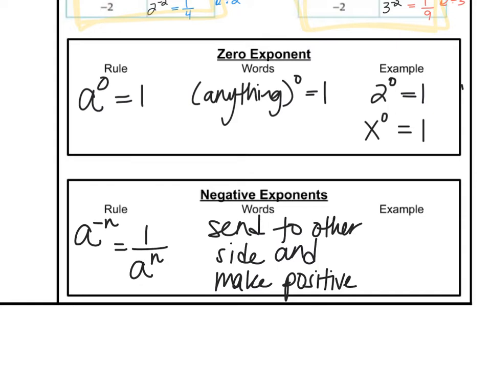2 examples. You could have x to negative 2. If you send it to the other side, it becomes 1 over x to the positive 2. Or if you have a negative on the bottom of the fraction, like y to the negative 3, you send that up, and then it becomes positive on the top of the fraction.